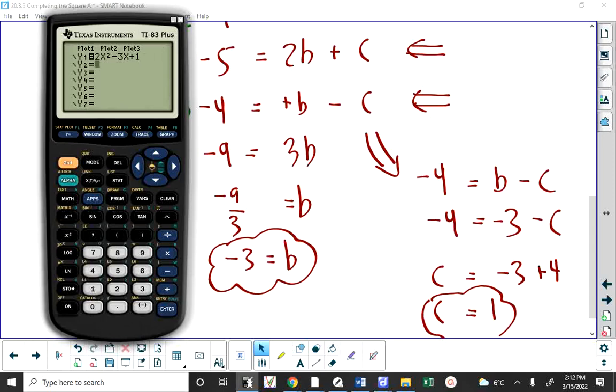This was supposed to go through -1, 6, and it was also supposed to go through 2, 3. So if I go zoom standard, let's check it out. It should go through -1, 6. I can do this by going to my table, starting at 0 and going up by 1. And this allows me to scroll around. If I look at -1, it goes through 6. If I look at 2, it goes through 3. So it worked. You okay with that?